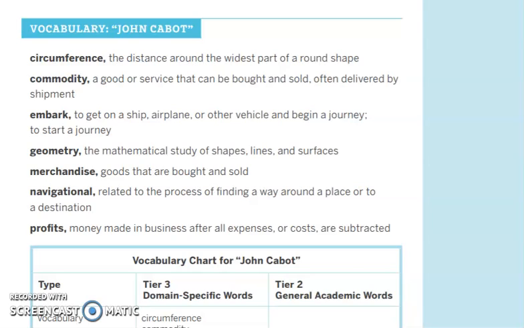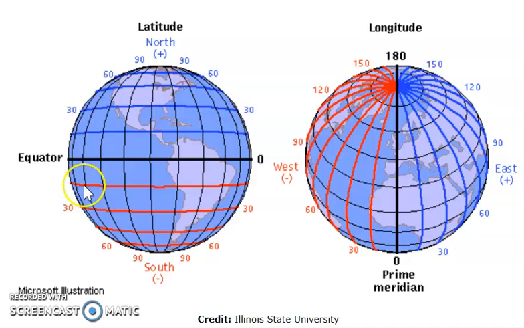So getting back with our listening and learning, we're going to go over our vocabulary before we get into our story. Our first vocab word is the circumference. That's the distance around the widest part of a round shape. So the circumference would be kind of like our equator here.